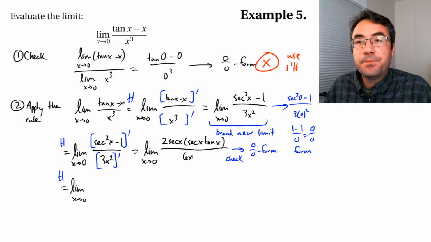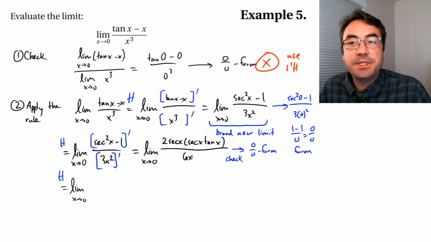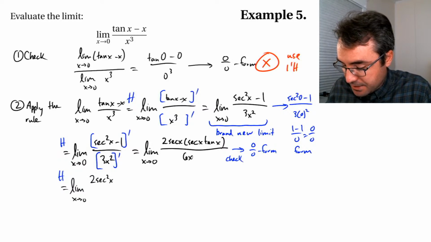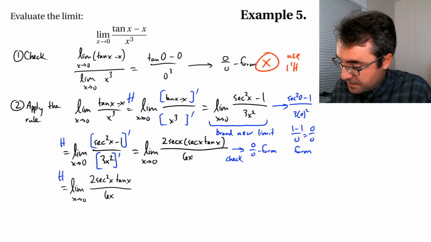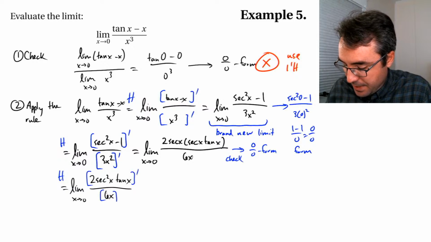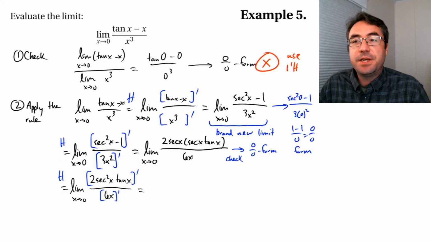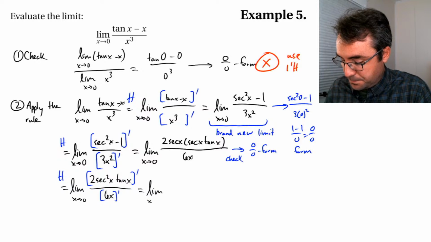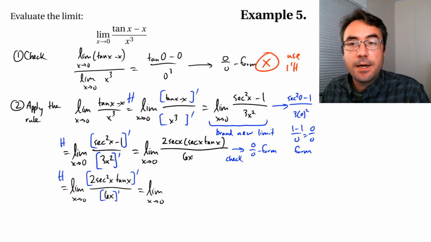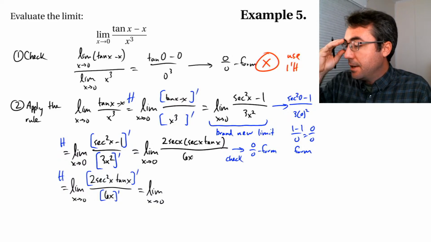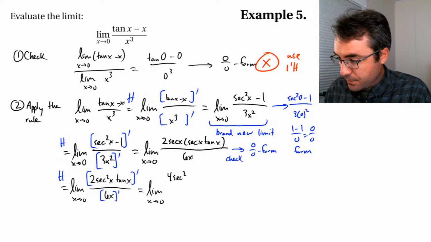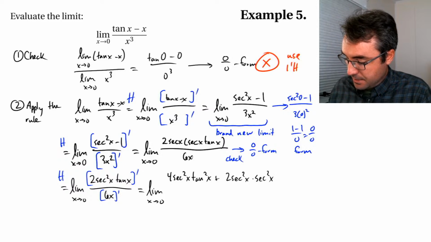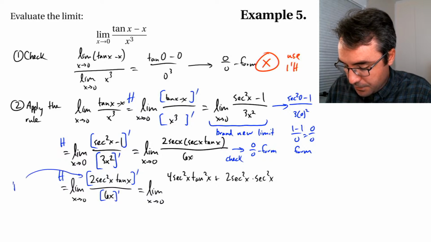Doing the limit as x goes to 0. And I'm going to simplify the 2 times secant times secant times tan. I'm going to combine that into 2 secant squared x times tangent x all over 6x. And we're going to differentiate the top function, differentiate the bottom function. And so if we differentiate the top function, we see we have secant squared x times tangent x. We have a product, so we actually have to use the product rule there. I won't go through all the steps, but I'll leave it for you to check. What we should end up with is 4 secant squared x times tangent squared x plus 2 secant squared x times secant squared x.